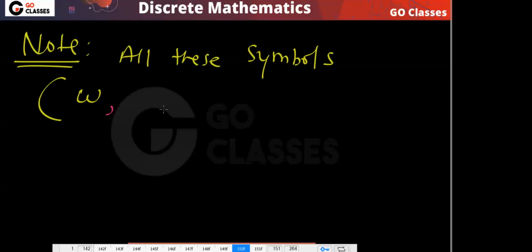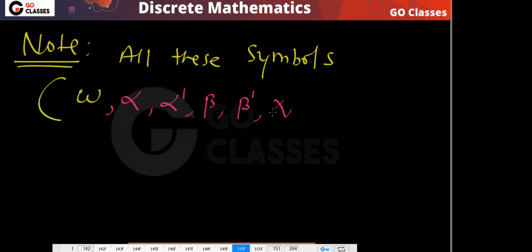Omega. This is the clique number. This is the independent set. This is the edge independent set, meaning matching. This is the vertex cover. This is the edge cover.